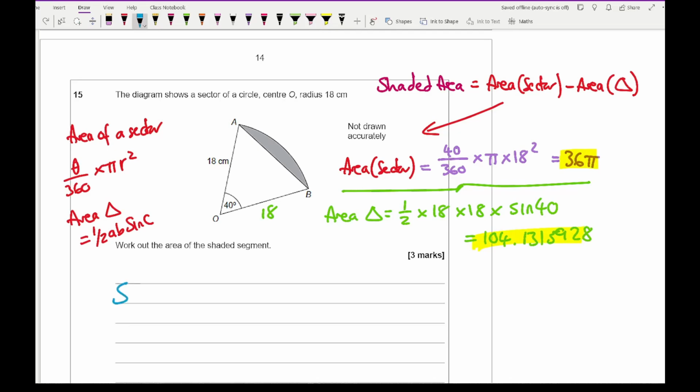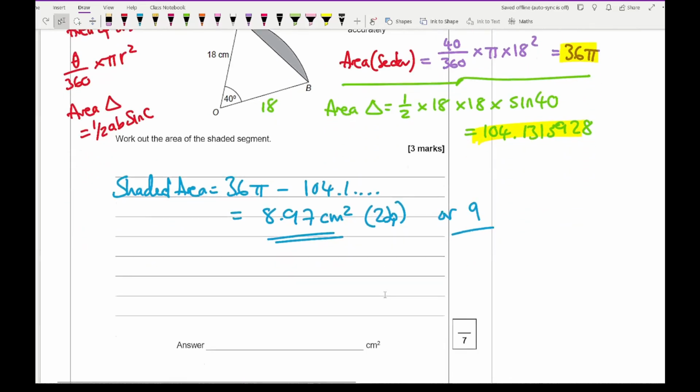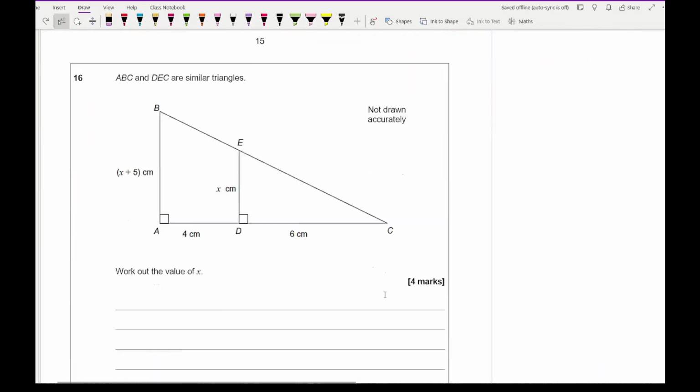So all that's left for me to then do is just take those two numbers away from each other. So the shaded area is going to equal 36 pi minus 104.1 and whatever you've rounded it up to, and that gives me an answer of 8.97, and that's in centimetre squared, to 2 decimal places. Or I could write 9, whichever you prefer in terms of your rounding, but always state what you've rounded it to if you have rounded your answer.